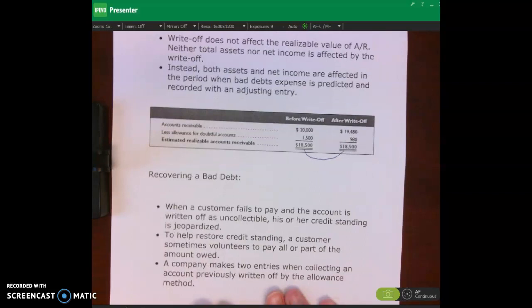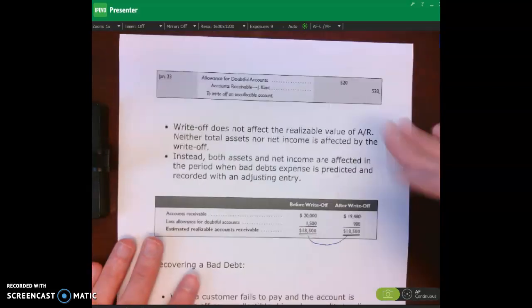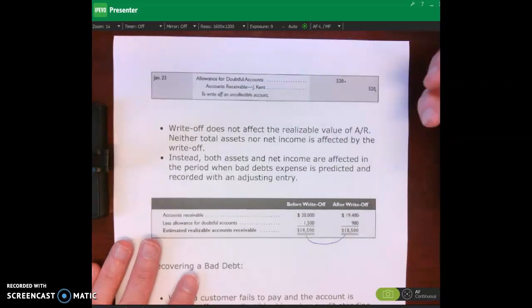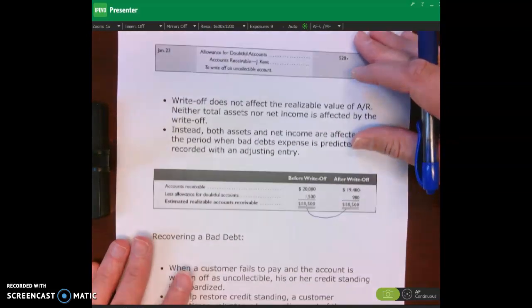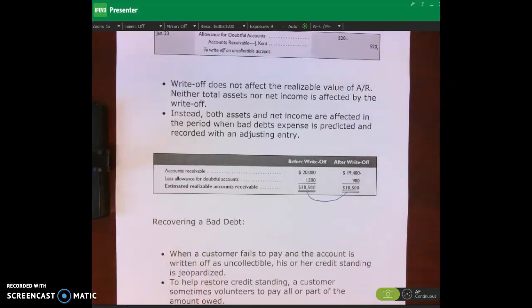Let's talk about the situation where we recover the bad debt. Similar to the direct write-off method, when we recover bad debt, we have to do 2 journal entries. The first one is to reinstate the accounts receivable. Okay? Reinstate the accounts receivable. So it's basically a reversal of this journal entry. We'll debit the receivable, credit the allowance. And then the second one is to recognize that we got paid. We debit cash and we credit the accounts receivable.